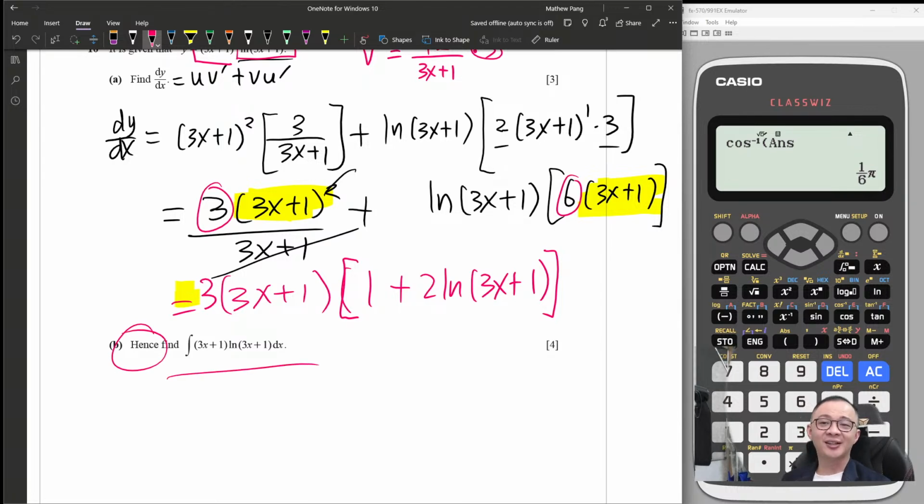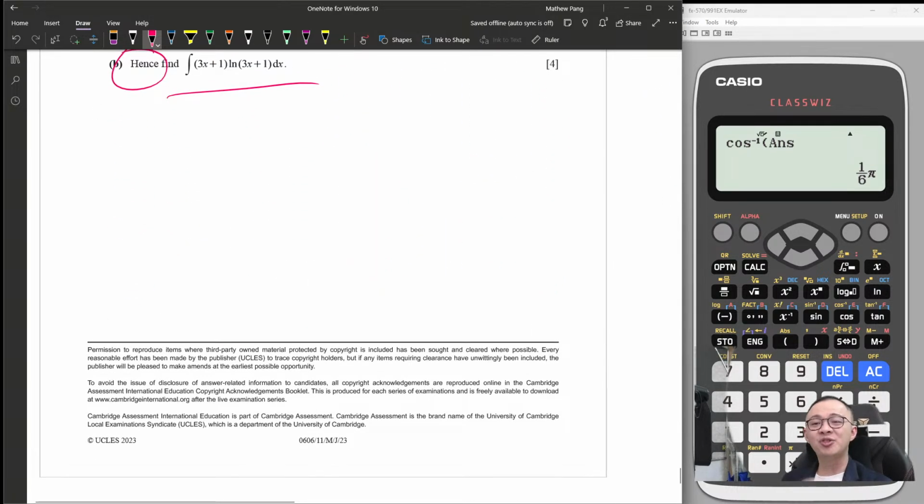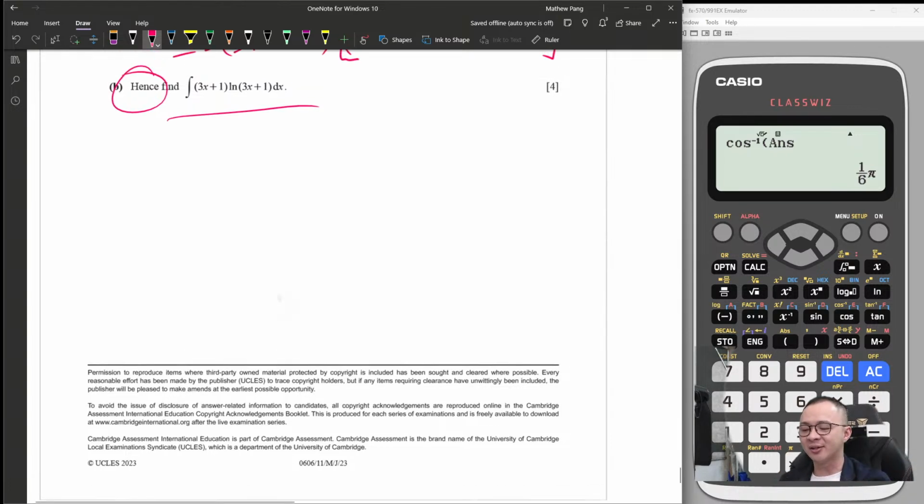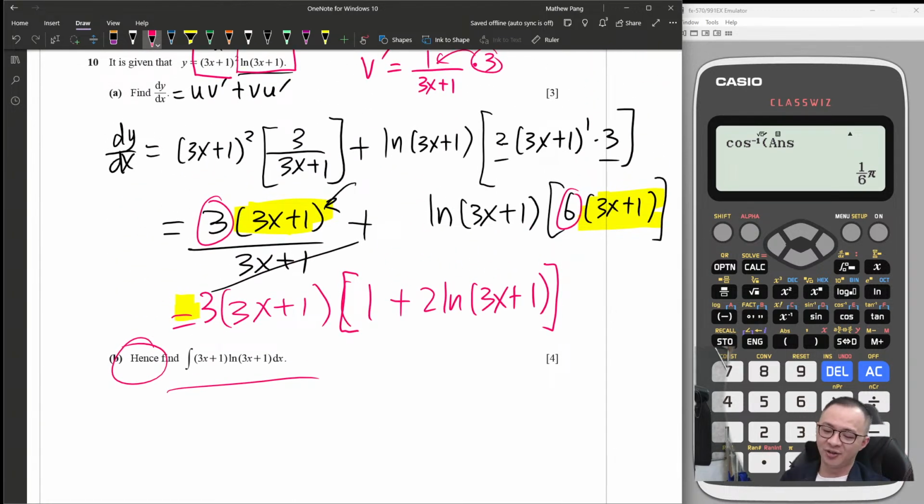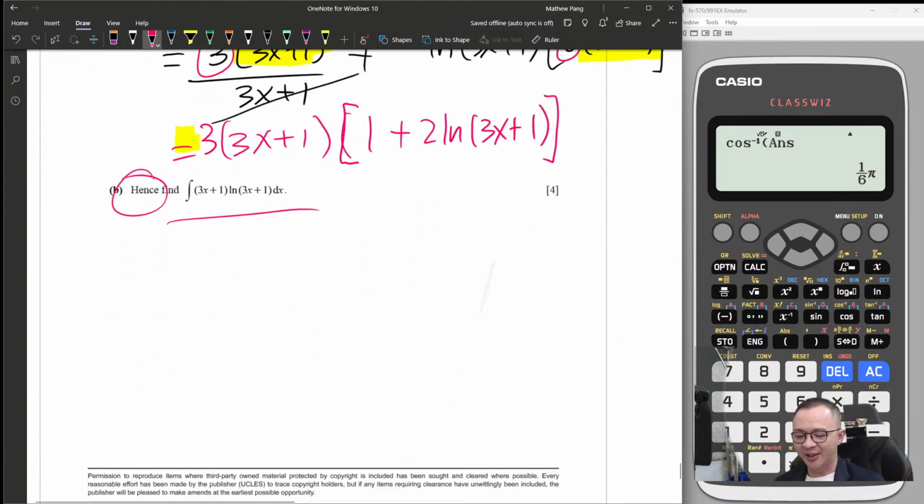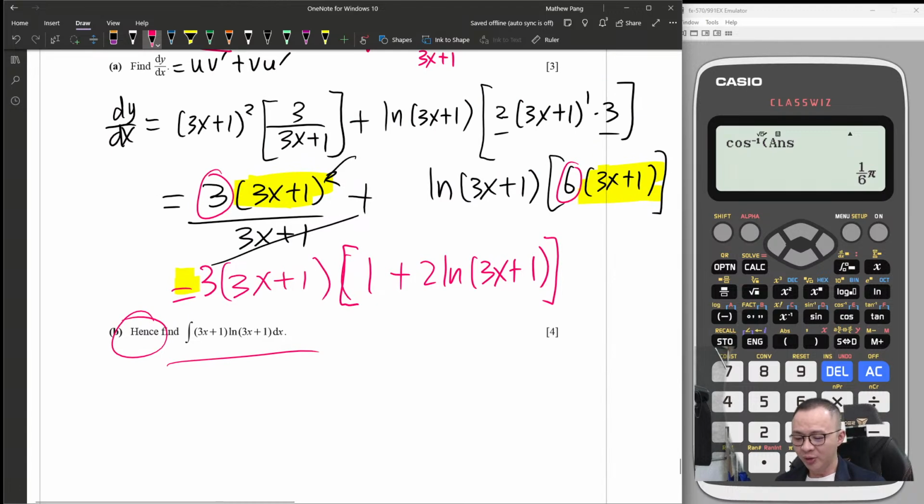This integration, without using the part A answer, in IGCSE standard is impossible to integrate. Impossible means you cannot integrate it without using the previous answer. Of course, if you go to a higher level, you can do integration by parts or integration by substitution to solve it. But in IGCSE, you can't. So, how to do this?